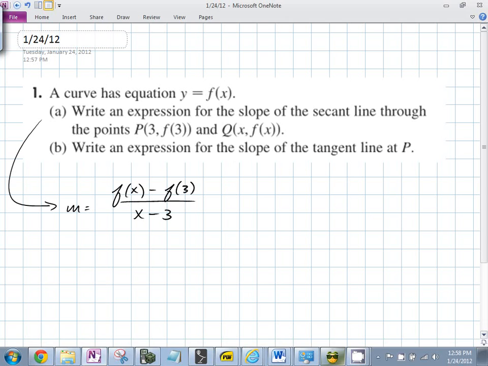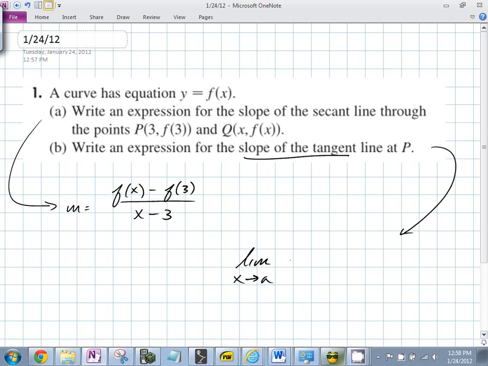When we were finding the instantaneous rate of change, so the slope of the tangent line, we anchored the point at the target point, and we brought the other one closer, right? So we kept on doing repeated secant lines, making x closer and closer to a. So what's the slope of the tangent line?